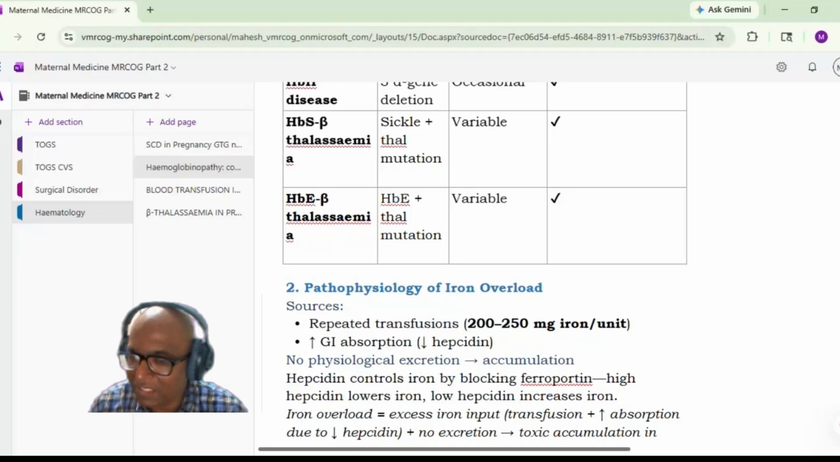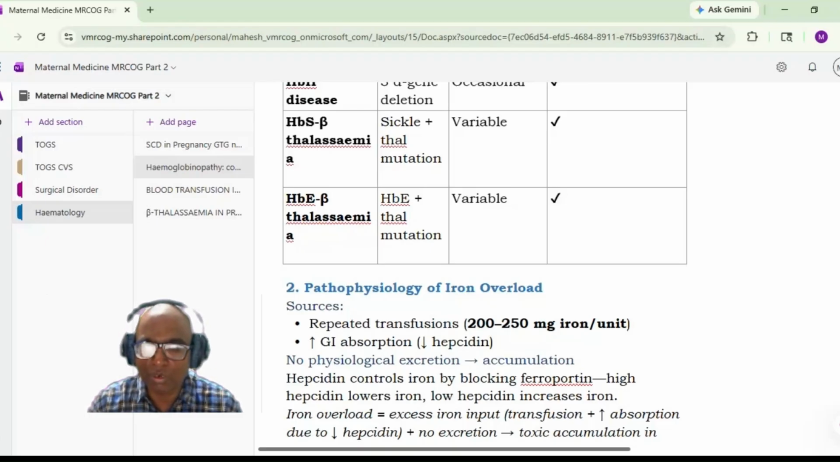So what happens in these patients? There is repeated transfusion from which iron is coming. Not only that, there are decreased levels of hepcidin, so more iron is getting absorbed. And third, there is no excretion, which is the case in all human beings. So these factors are responsible for the iron overload. Hepcidin controls iron by blocking ferroportin. That is, high hepcidin lowers iron, and low hepcidin increases iron.